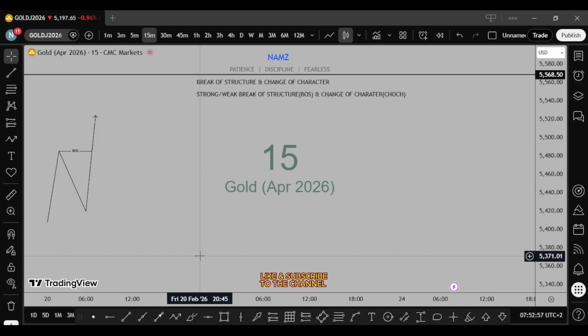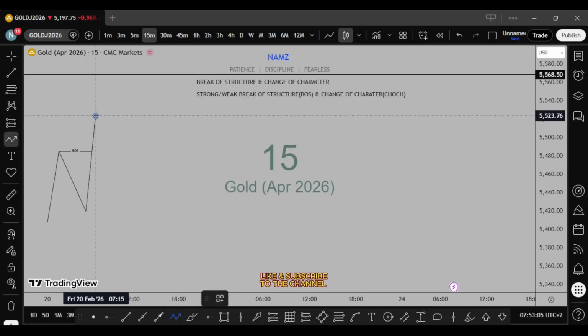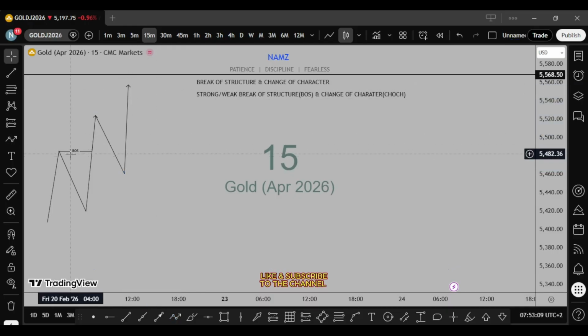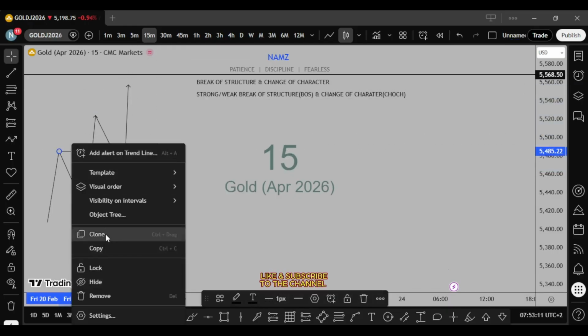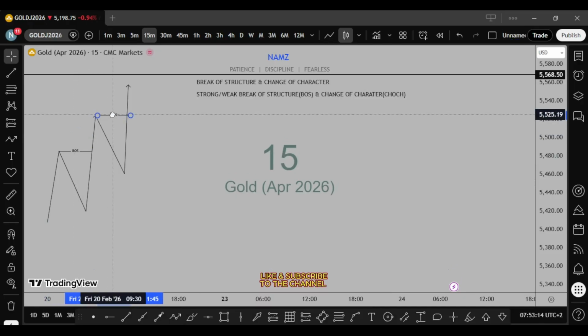The importance of break of structure is that it is one of the ways which gives us a bias on where we are heading to. For instance, it does this again, so we know we are in a bullish market. So this is what we call BOS.